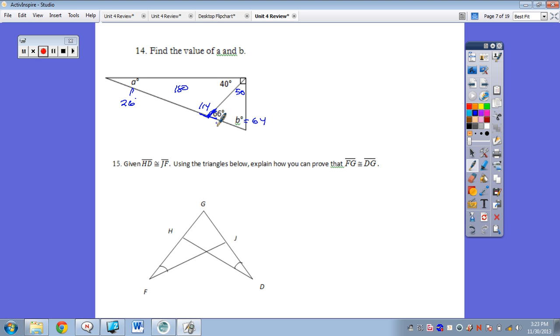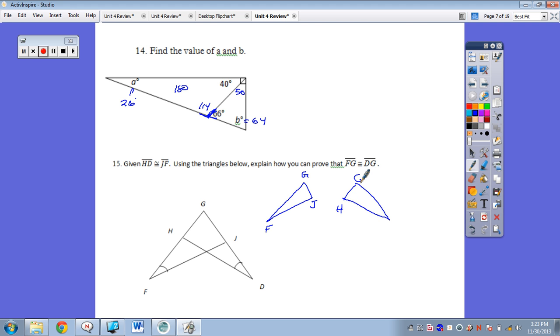Okay, the last problem on that page, 15. I'm going to use the triangles below to explain how I can prove that FG, this side right here, is congruent to DG. The first thing I'm going to do is separate the two triangles so I can get a better picture of what I'm looking at. Anytime you have a situation where triangles are overlapping, it's best to separate the two, redraw them, and then fill in the information that they give you so that you can see more clearly what is actually going on.